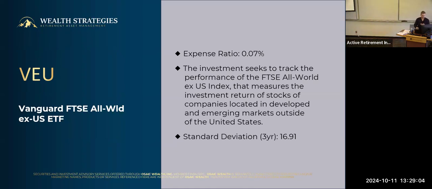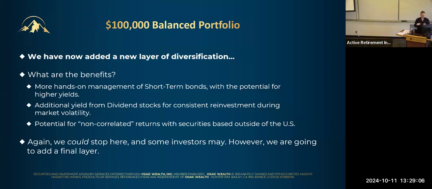So now that we've done that, we're sitting at a point where we have this new layer of diversification. So what are a couple of the benefits from that? Well, first of all, we have that more hands-on management of our short-term bonds with a little bit of potential for higher yields. Maybe they're able to capture some better gains, or they just find an opportunity that we're not looking for because that's not what we're trying to do. We get a little bit of extra yield from the dividend stocks for consistent reinvesting during market volatility.